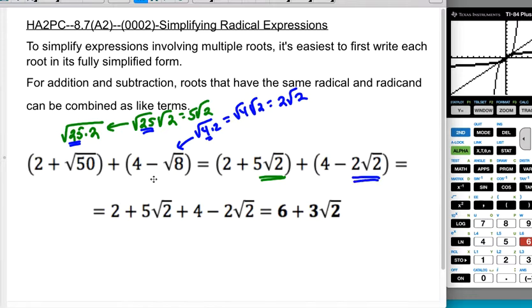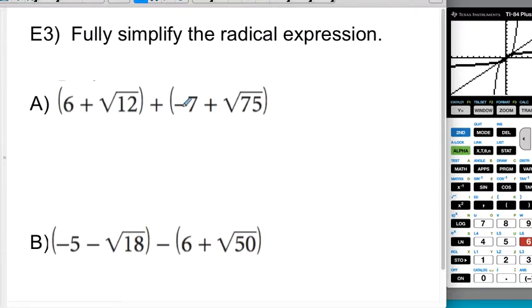Now they are both the same radical, which is a square root, and the same radicand, which is 2. So I have 2 plus 5 root 2 plus the quantity 4 minus 2 root 2. The 2 and the 4 can be combined to give me a 6. And the 5 root 2 and the negative 2 root 2, think of it like 5x minus 2x would give you 3x. 5 root 2 minus 2 root 2 gives you 3 root 2. So that's the same idea.